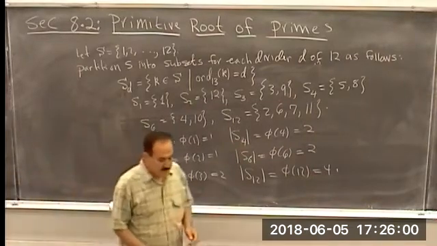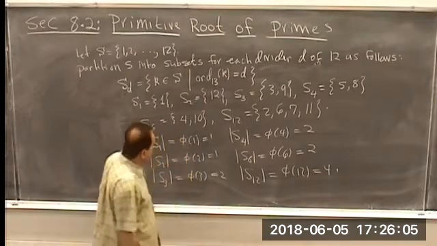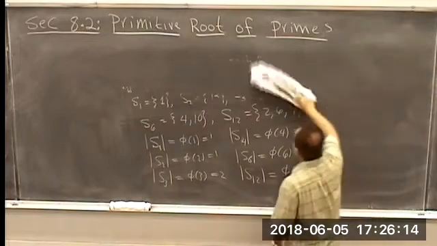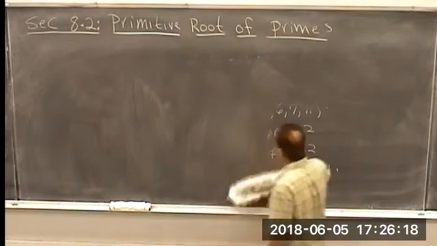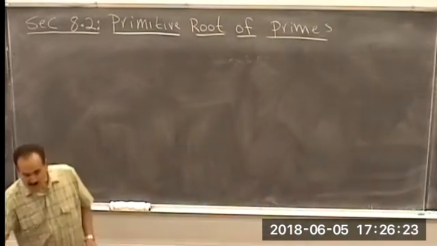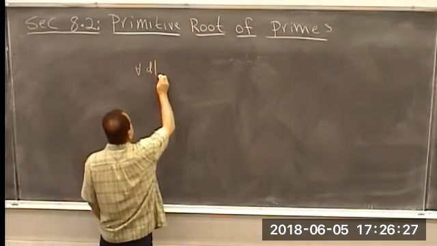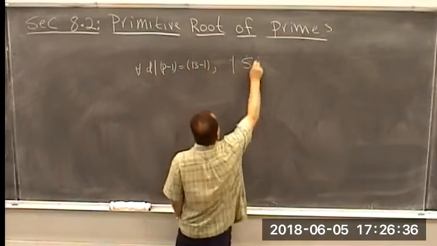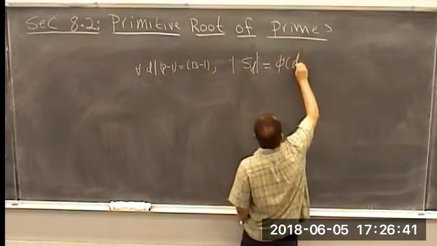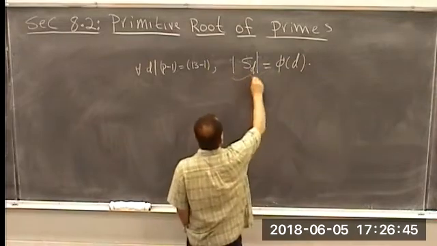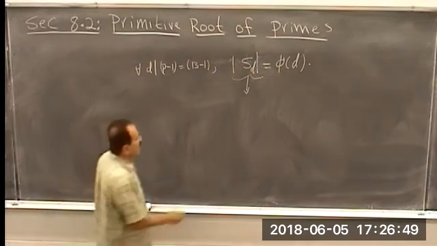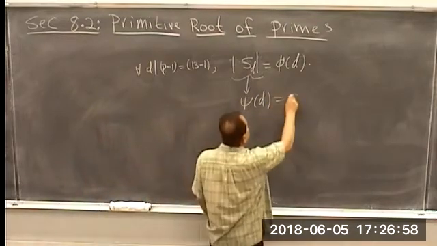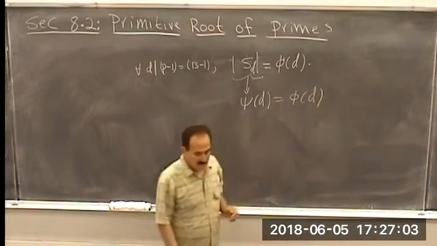And one other observation: we can conclude that for every d, at least in this example, which divides p minus 1, which in this case is 13 minus 1, which is 12, we have S sub d equal to phi of d. Now, we're going to denote the number of elements in each one of these subsets by the Greek letter psi of d. So we're going to see that psi of d is equal to phi of d. This is true for every divisor.